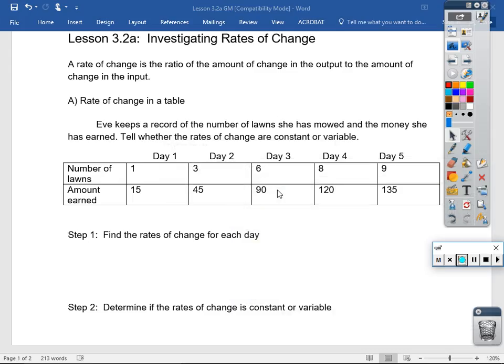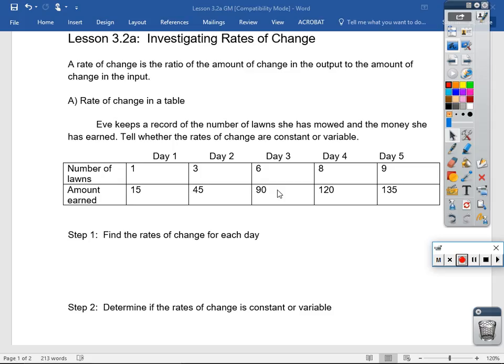All right, lesson 3.2a, investigating rates of change. A rate of change is the ratio of the amount of change in the output to the amount of change in the input. A rate of change in a table. So we're going to look at a table. Eve keeps a record of the number of lawns she has mowed and the money she has earned. Tell whether the rates of change are constant or variable.